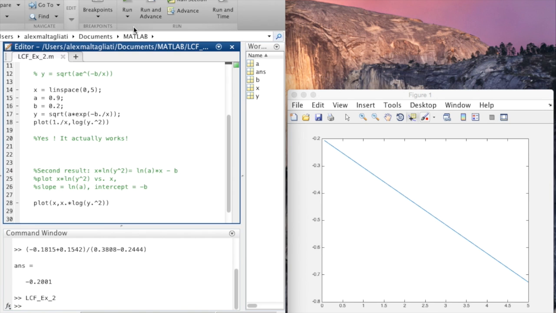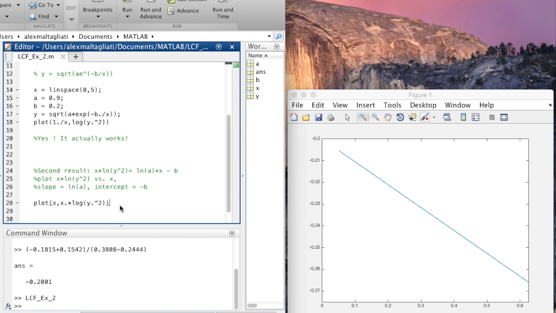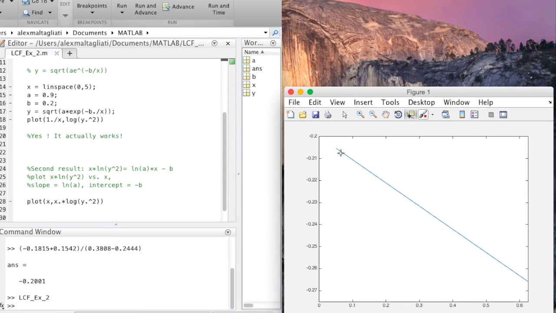So let's see what we get by running this. And our plot shows up here, and we can do the same procedure. We get our magnifying glass, see what that is. It looks to me like our y-intercept is about negative 0.2, and in this case our intercept should be negative b, which is negative 0.2. So that's right, all I have to do is verify the slope once again with the same procedure by getting our data cursor.